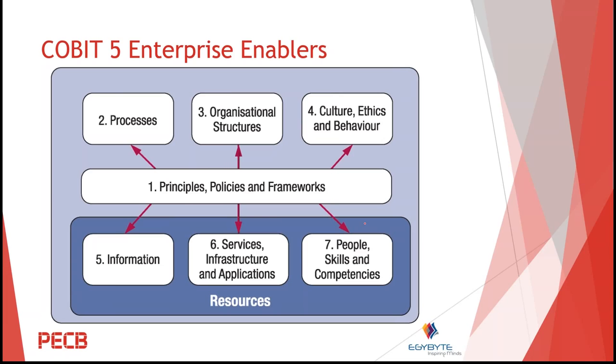Besides these principles, we should have detailed policies telling us how to achieve these principles. And of course, these policies will not be written from nothing. They will be based on frameworks and the best practices used worldwide. At the same time, we need processes. We have in ITIL 2011, 26 processes. Here in COBIT5, we have 37 processes. So we need to have a process, which is a managed group of activities with defined inputs, defined outputs, and resources and capabilities for managing this process.